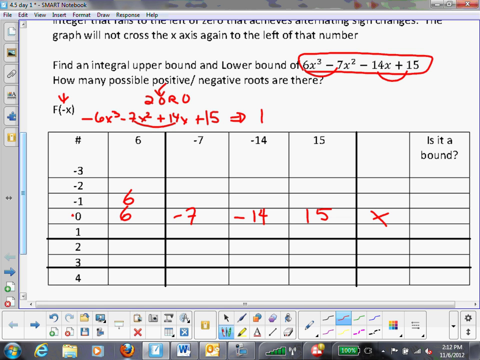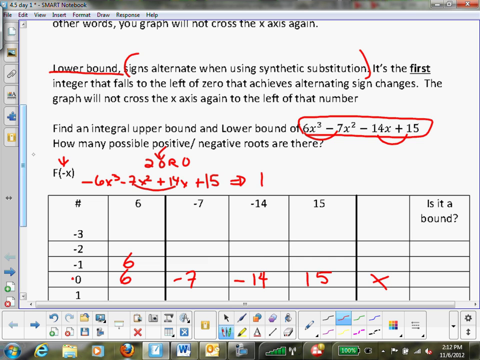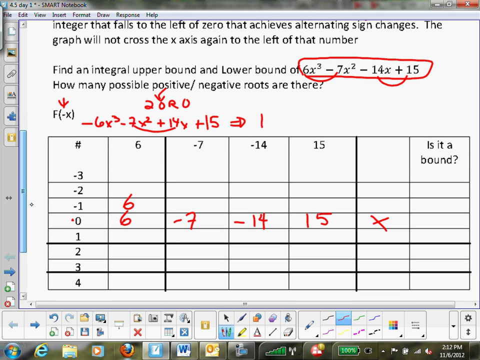If we want a lower bound, what are we looking for in terms of our signs? Lower bounds have to be alternating signs: positive, negative, positive, negative. Okay, so negative 1 times 6 is negative 6, and plus negative 7 is negative 13. So far, so good. Negative 1 times negative 13 is 13. Minus 14 is negative 1. It's not going to work, is it? No. Okay, let's try negative 2. 6 times negative 2 is negative 12. Negative 19. 38 minus 14 is what?